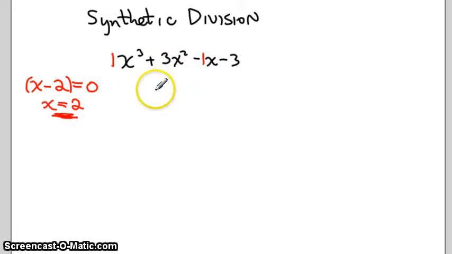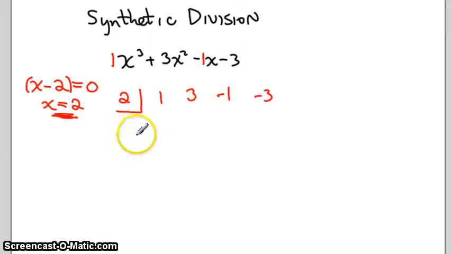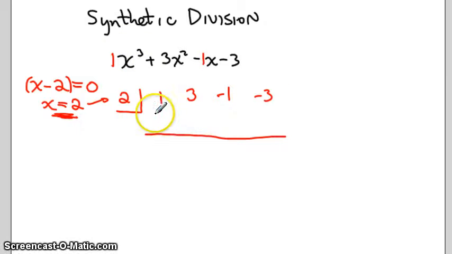So what I'm going to do now with these coefficients is just write them in order. Be sure you keep track of the negative signs where required. And then I'm going to put a little divider over here, and I'm going to put my number over here. This is the number that I'm going to be testing to see whether that's a 0. I'm going to draw a line down here. And so step one on synthetic division, after you've written the coefficients and your number, is to bring this number down, just as it is.